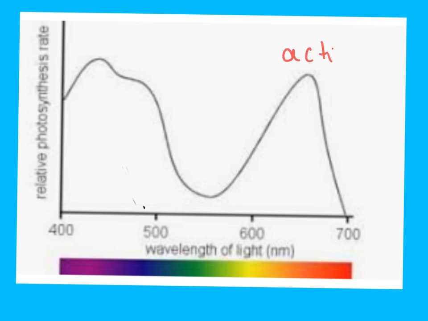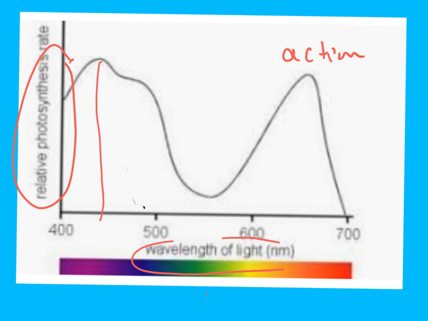Okay, and this is the action spectrum. It shows you the relation between what? Between the wavelength of light and the rate of photosynthesis. The rate of photosynthesis is very high at wavelength 450, which matches the maximum absorbance, and again at 650, which also matches the maximum absorption.